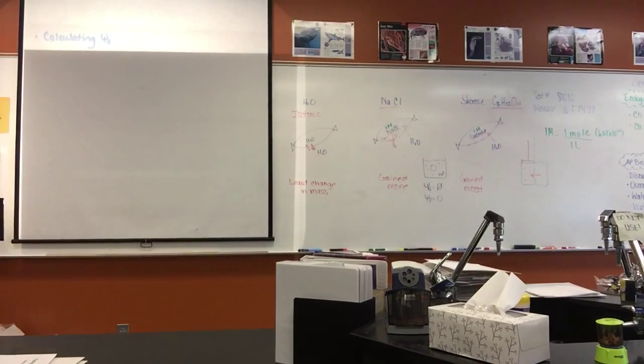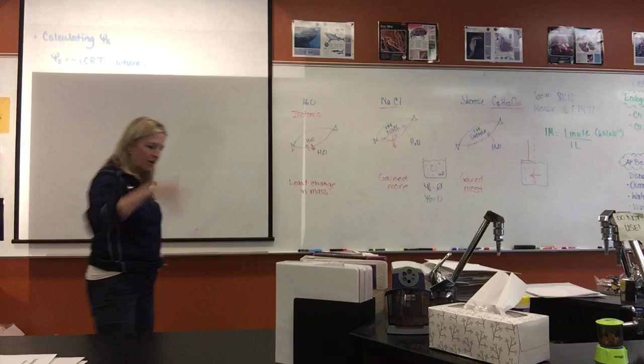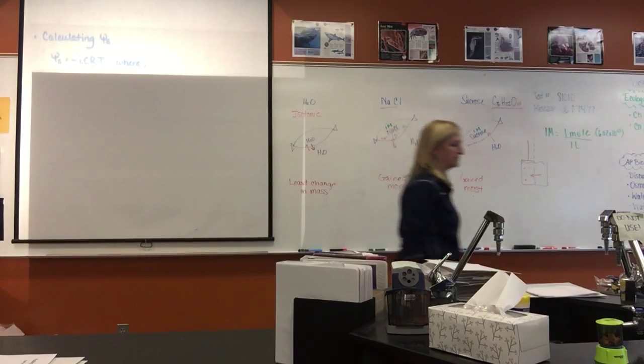And this is the equation for this. You don't have to memorize this equation. It will be given to you, like on a test or on the AP test. This is the equation: solute potential equals negative iCRT, where, and I'm going to tell you what all those things mean.